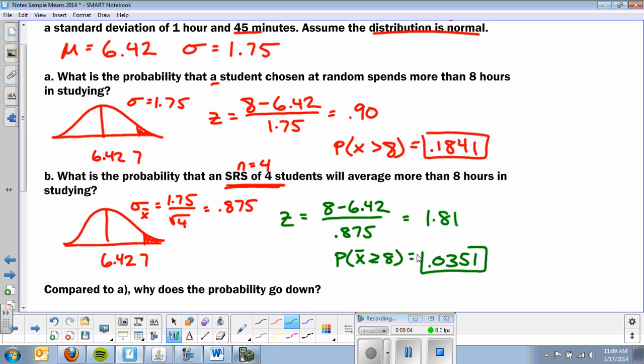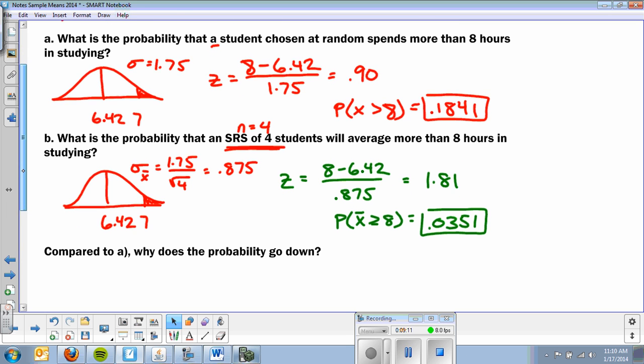0.0351, and that would be my answer. Now you'll notice that that area is much smaller. So the next part says compared to A, why does the probability go down? Now first we'll write it, and then I'll kind of show you why that probability goes down.